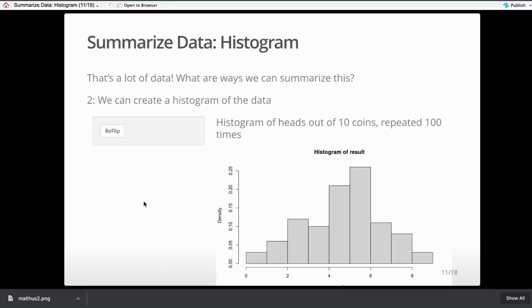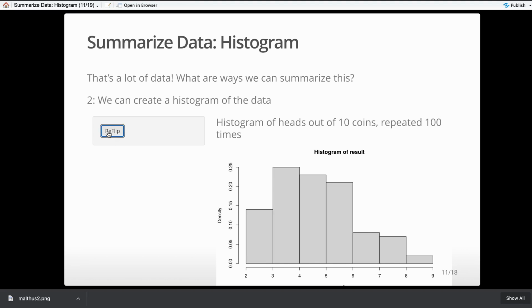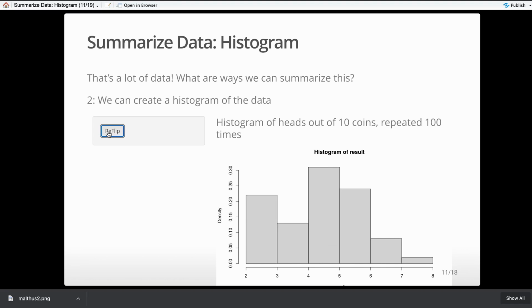Another way we could summarize all that data is to draw a histogram of the results. So this is rolling a 1, rolling a 2, 3, 4, 5, 6, 7, 8, 9, and so on, heads. So each time we click this reflip, it flips 10 coins, it counts how many heads, and repeats that 100 times, and then it draws the histogram here. So what would you expect? What would you expect this histogram to look like?